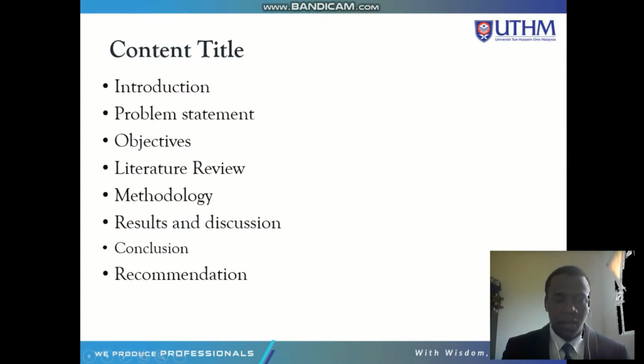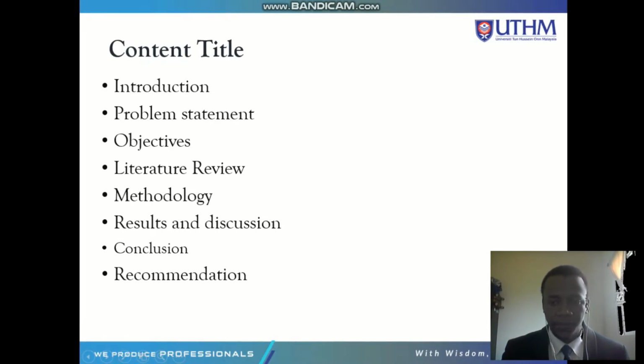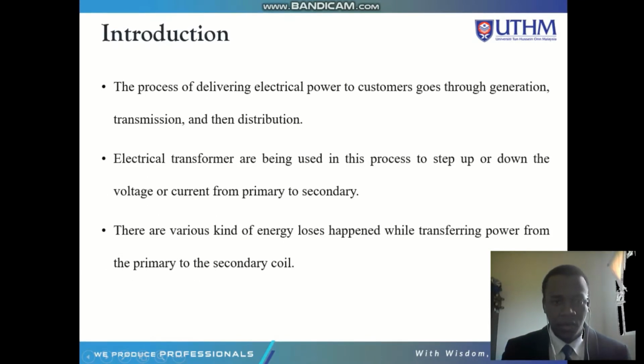So, as you can see here, this is our content: introduction, problem statement, objective, literature review, methodology, result and discussion, conclusion, and finally, recommendation. So let's go through the introduction. As we know that electrical transformer is one of the most important things in the distribution system.